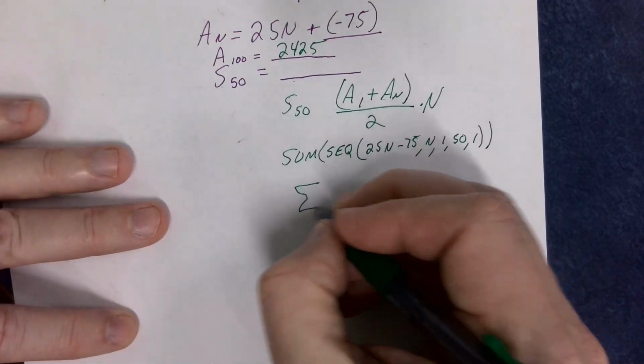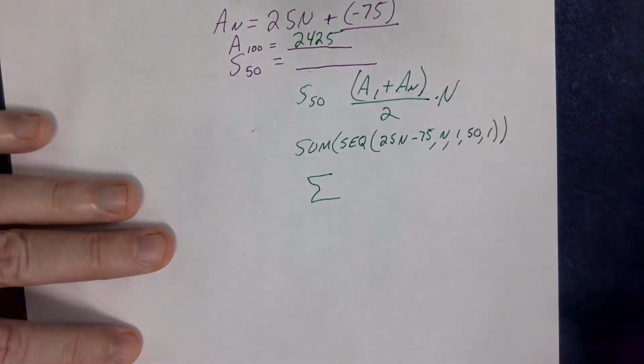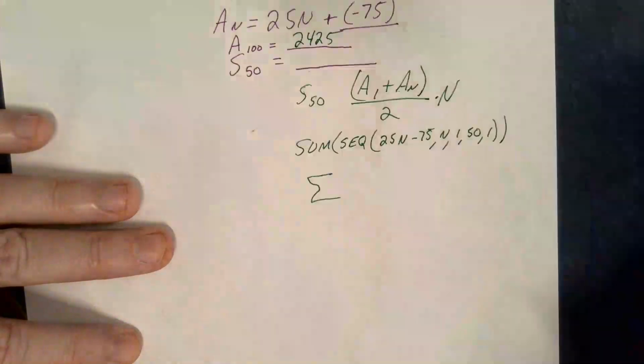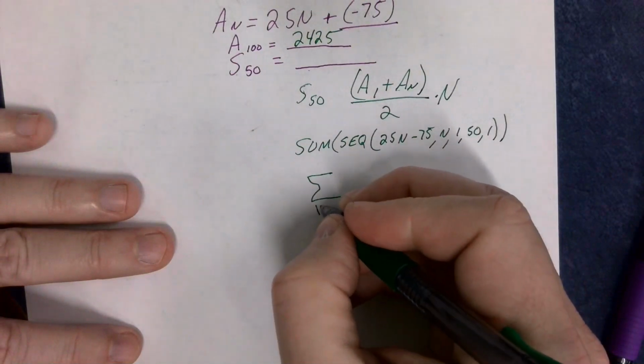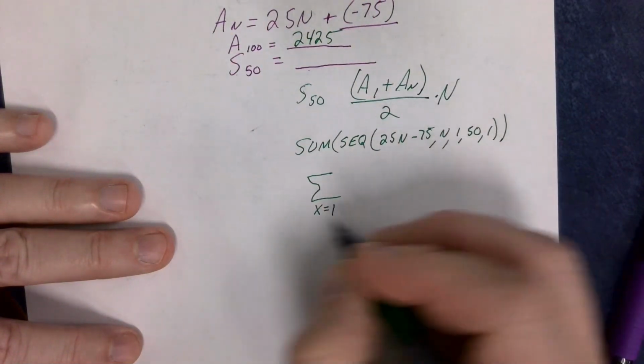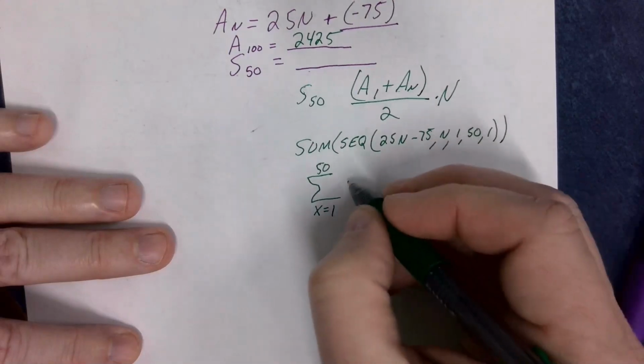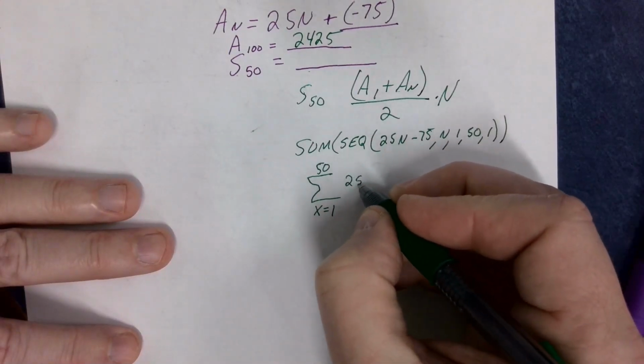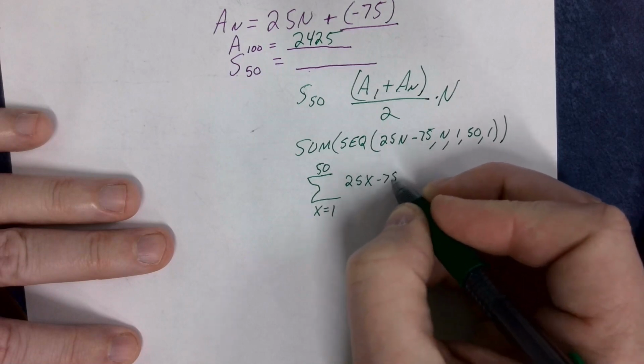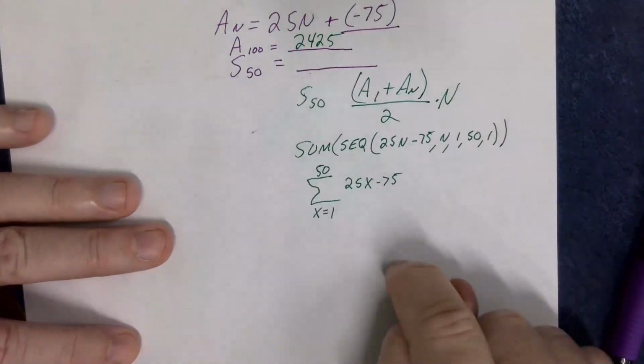Or I could do this on my calculator if I have one of the fancier calculators. And that would go x equals 1 or n equals 1 or whatever you have, 1 to 50. And then you just have to put the expression in here, 25x minus 75. So all three of these things should get you the same stuff.